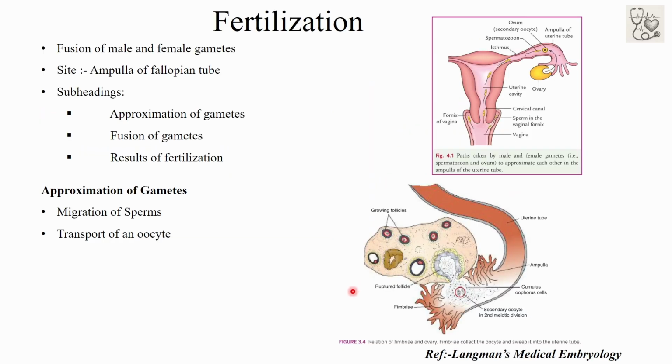So now, talking about fertilization. What is fertilization? Fertilization is the fusion of male and female gametes. What is the common site of fertilization? The site of fertilization is the ampulla of the fallopian tube.